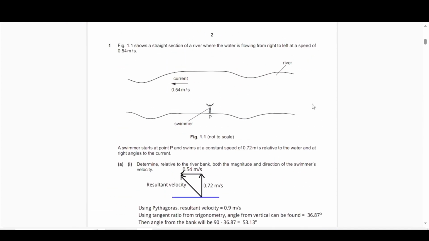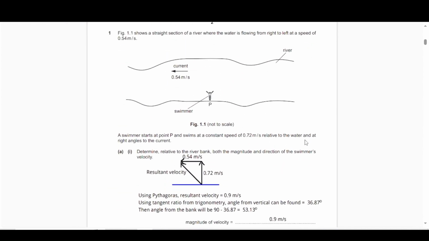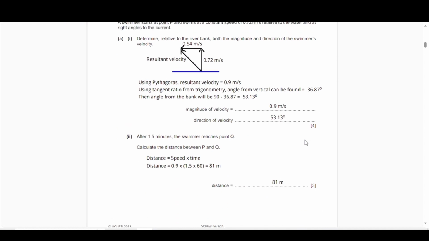The second question is, after 1.5 minutes, the swimmer reaches point Q, okay? So they haven't shown where point Q is. It could be anywhere in the river really, but it's after traveling 1.5 minutes. So I want to calculate the distance between P and Q. With these calculation questions, I always ask myself, again, what is given and what do I need to find? So I know the speed of the swimmer.